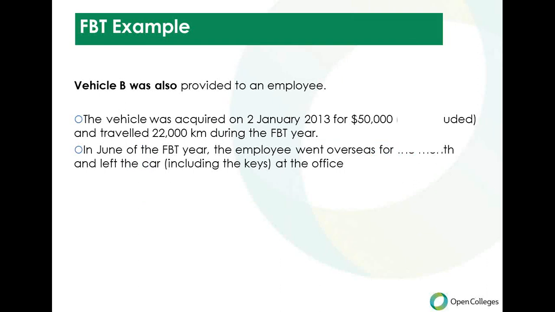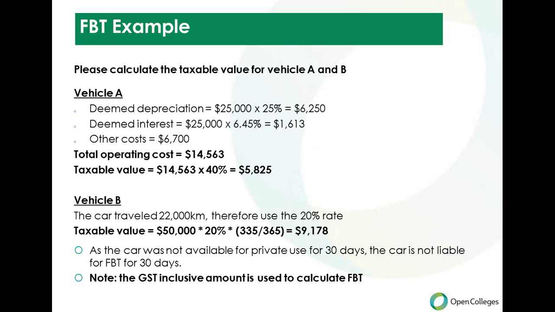So in doing the calculations for these vehicles, one of the key things to note is vehicle A, we need to look at a deemed depreciation calculation. So in this case, we've got 25,000 by 25% gives you $6,250. Deemed interest of $25,000 multiplied by 6.45% gives you $1,613. Add the other costs together of $6,700. Gives you a total operating cost of $14,563. Taxable value then, we take the private percentage of 40%, so $5,825 is the taxable value.